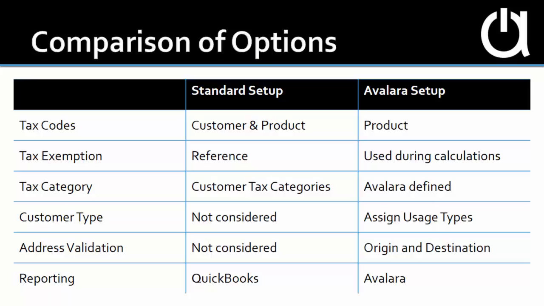And like you see here, the tax exemption for QuickBooks or the standard setup is just a reference. It's not going to affect the taxable status of the customer. For the tax category, you assign one setup specifically for Avalara with a 0% rate to all ship-to locations you wish to utilize the service. This tells Acctivate when to call the service to calculate the tax amount.